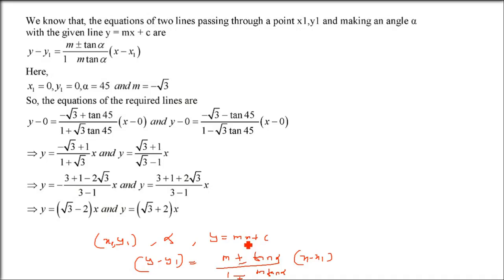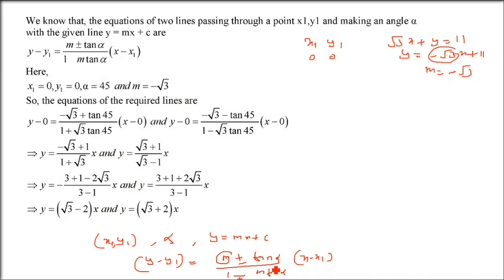So the first question is, find the equation of the straight line passing through the origin. So x1, y1 is 0, 0, and making an angle of 45 degree with the straight line root 3x plus y equals 11. Now this is the line. m is the slope of this line. So make it as y equals mx plus c. I am taking root 3x on the right hand side. So m is the coefficient of x, that is minus root 3.